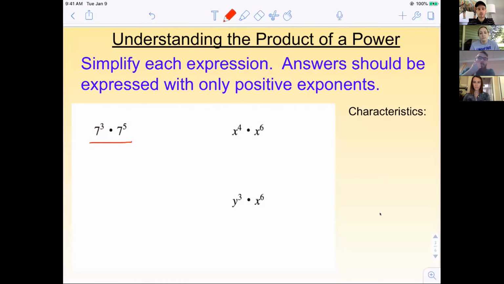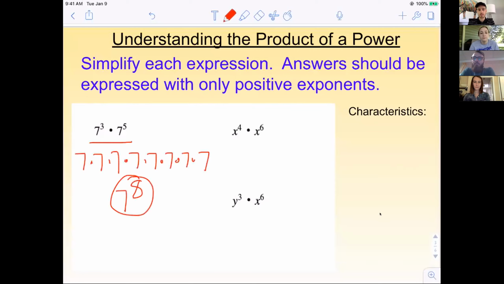So if I looked at 7 to the third power, how could I expand that out? Meredith. 7 times 7 times 7. Very good. And how about 7 to the fifth power? How would I do that one? Another volunteer? Go ahead, Jess. 7 times 7 times 7 times 7 times 7. Good. So I have 7, how many times listed here? Go ahead, Jess. 8 times. So 7 to the 8th power is my simplified answer in this case.